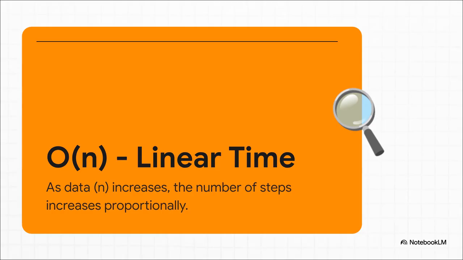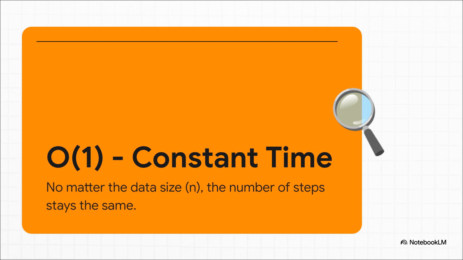So in the language of Big O, we'd say function A is O of n, which stands for linear time. This is probably one of the most common types you'll see. It just means that the work grows in a perfect straight line with the data. You double the data, you double the steps. Makes sense. And our amazing function B, that's O of 1, or constant time.